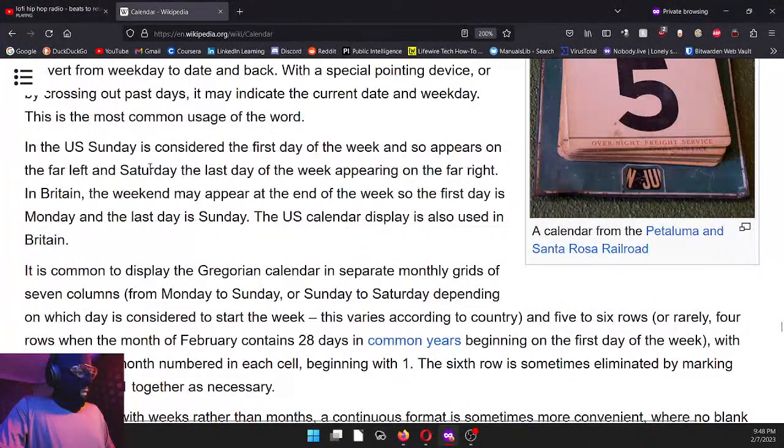In the US, Sunday is considered the first day of the week, and so it appears on the far left, and Saturday, the last day of the week, appears on the far right. In Britain, the weekend may appear at the end of the week, so the first day is Monday and the last day is Sunday. The US calendar display is also used in Britain. Yeah, it's weird.